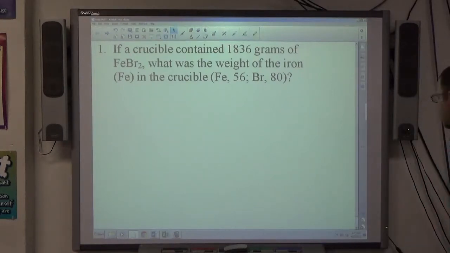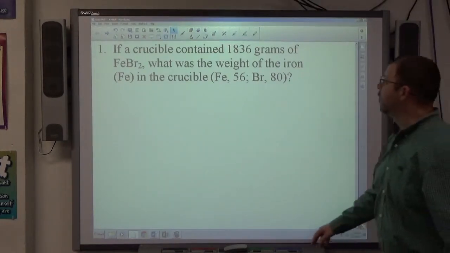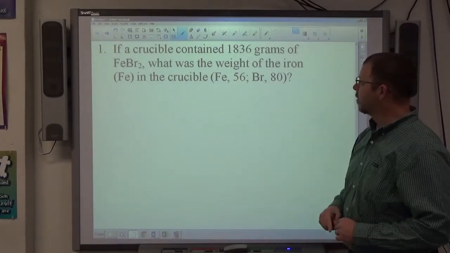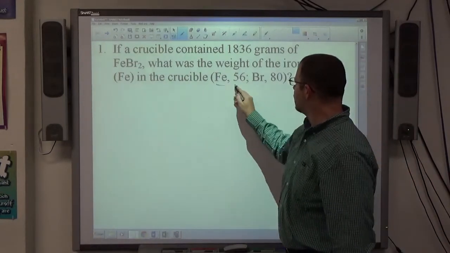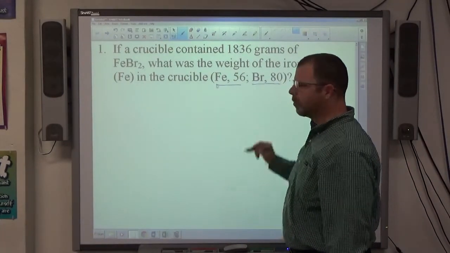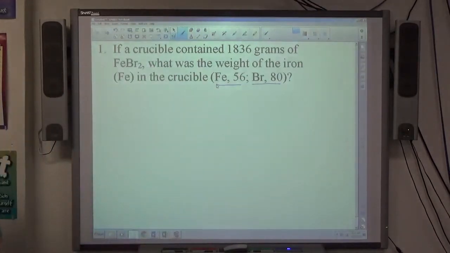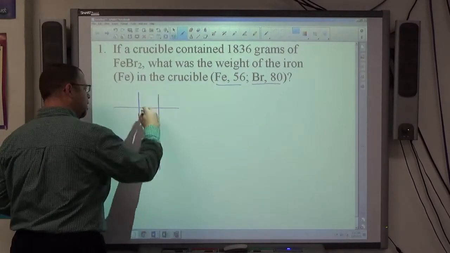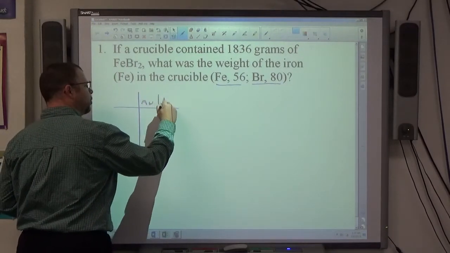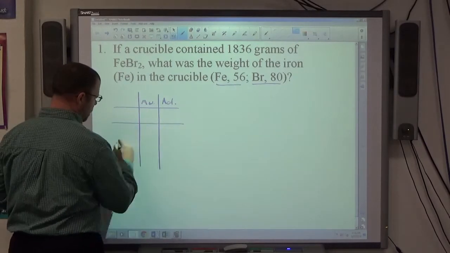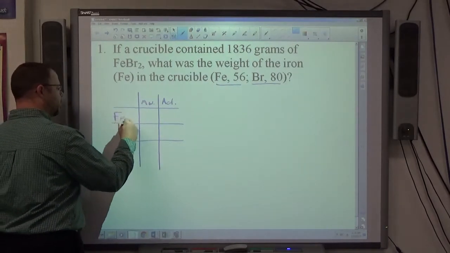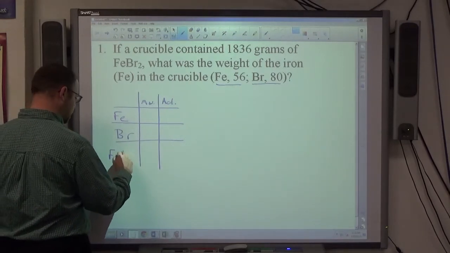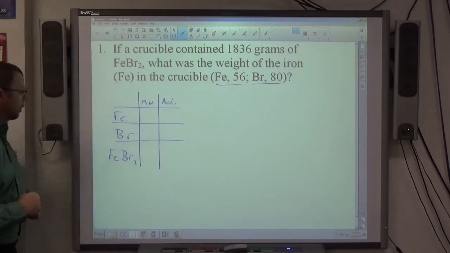Alright, problem number 1 on the study guide. If the crucible contained 1,836 grams of FeBr2, what was the weight of the iron, which is Fe, in the crucible? And they tell us that the iron is 56 moles and Br, bromine, actually is 80 moles per atom. So we start off with our chart, molecular weight and actual amount in this column. Then our ingredients are iron and bromine, and we have iron bromide, probably, is what it is called.